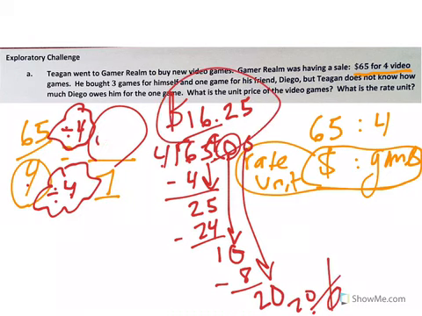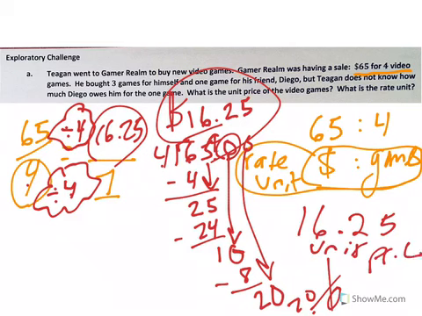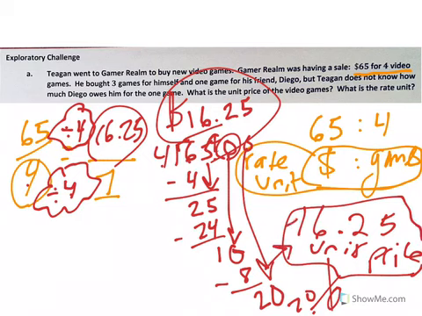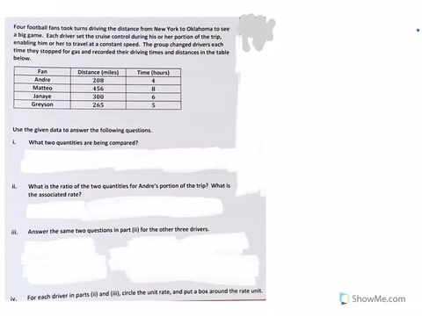So 1 game is $16.25. So if he took advantage of that $65 for 4 video games deal, each video game is worth $16.25, and that $16.25 would be the unit price, because that's the price of 1 unit. You're getting 4 units out of the deal, 4 video games. The price of 1 unit is $16.25. Okay, we'll jump into one more example here.